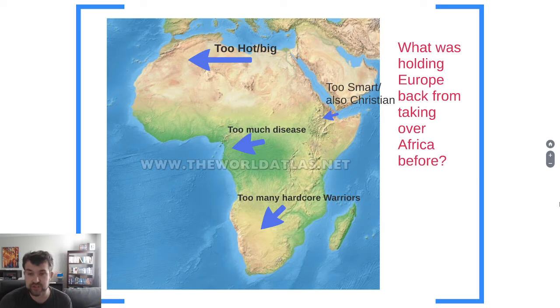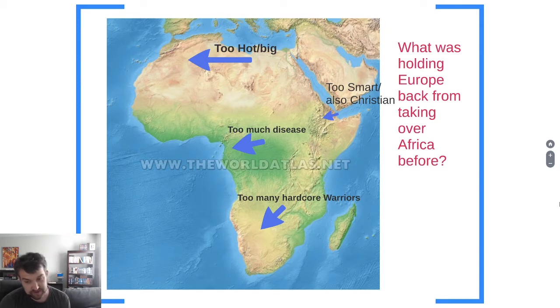Northern Africa was just too hot and too big. I remember reading accounts of ancient Rome where they thought the Sahara Desert literally just went on forever. The middle part of Africa was too much disease. There were a lot of tropical diseases like yellow fever, which just knocked white people down. So Europeans never really explored the central part of Africa.